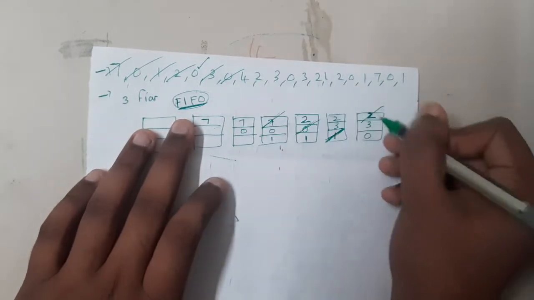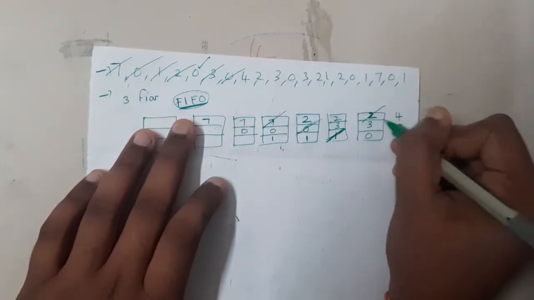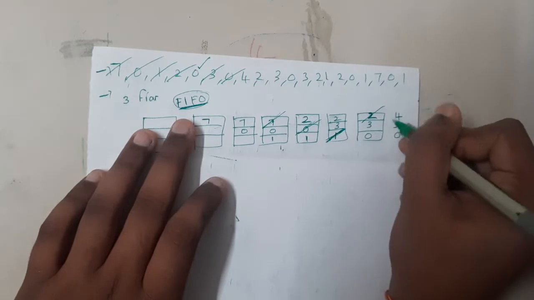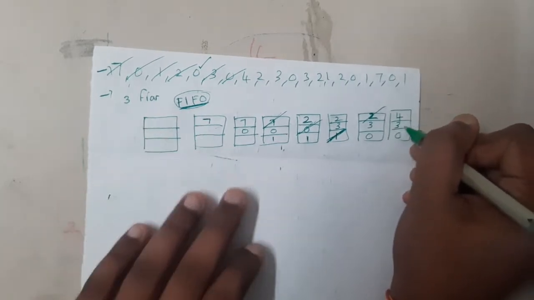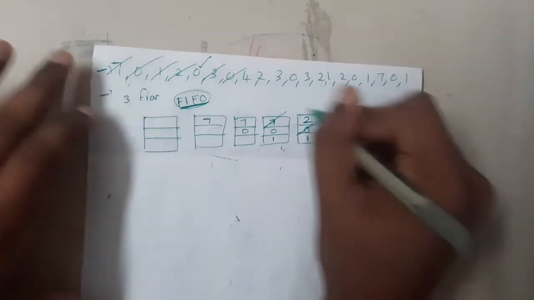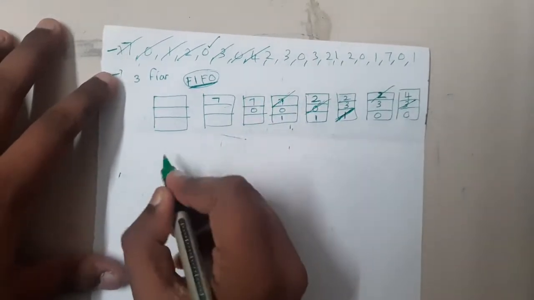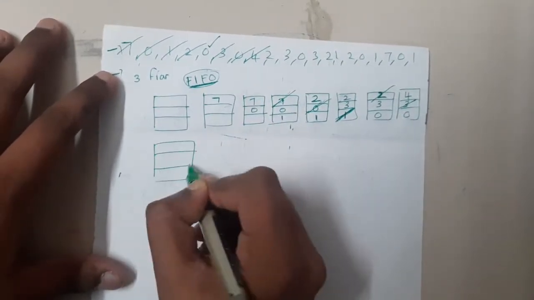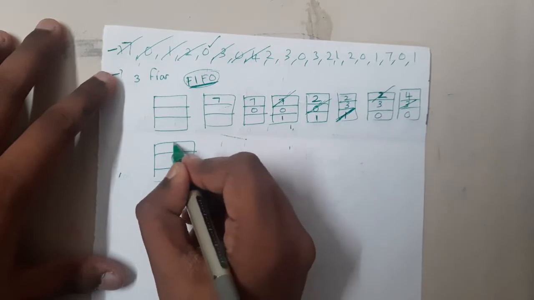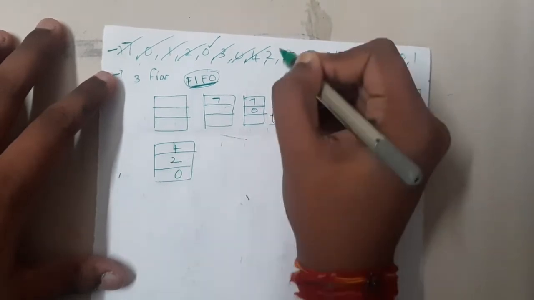So now again 4. 4 is not in the list, so we are going to push this 2 outside and place that 4. Okay, so next time whom will you push out? 3 you will push out. So now 2 came. So what will be the thing now? In place of 3 you will place that 2. Okay, so now 2 is done.